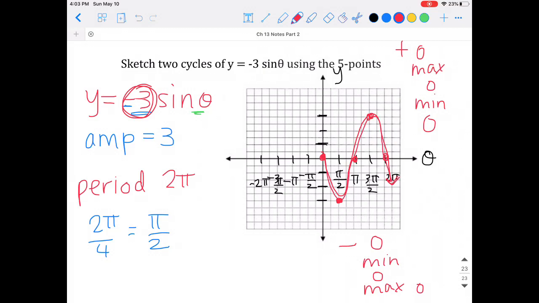That's one cycle. The other cycle we can do on our negative theta axis. So now we're going from 0 to the max, back to 0, to the min, and 0. So the left side of our graph can be sketched like this. So if your a value is negative, that's just flipping your pattern. Rather than going from 0 to the max, you're going from 0 to the min.